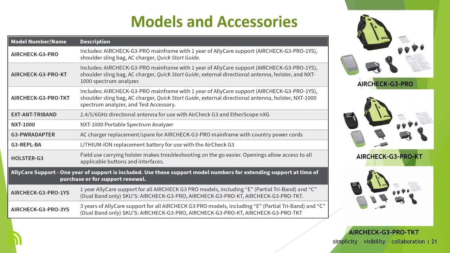So, model and accessory: you can see on the top, the AirCheck G3 Pro has the main unit, a bag and a charger. The AirCheck G3 Pro Kit has, in addition, the holster, external antenna, and the USB spectrum adapter. And the AirCheck G3 Pro TKT is the kit plus the little dongle that you can see here, which is the test accessory. The AirCheck G3 comes with 1 year of Link-Live care when you purchase it, but you can always add 1 or 3 years of care.